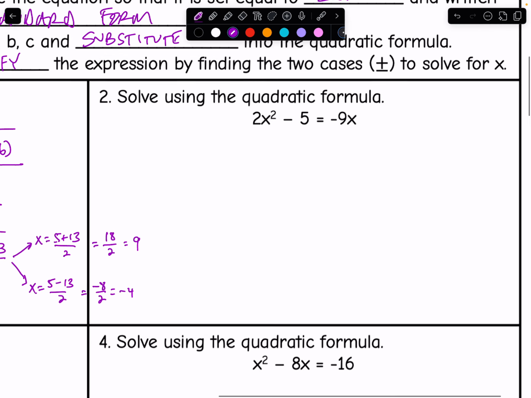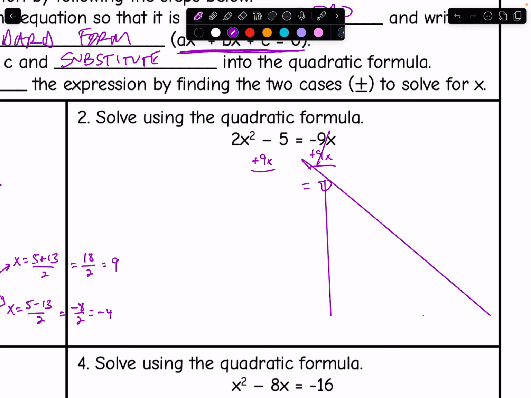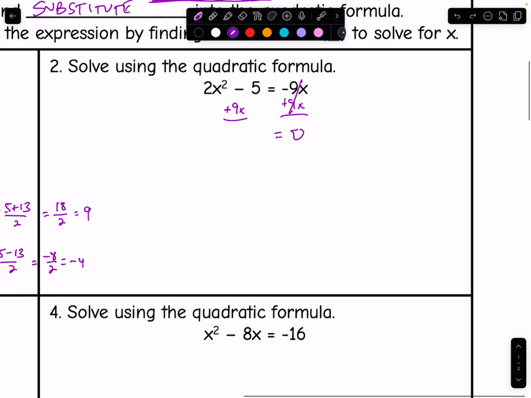All right, let's look at another one here. So we notice that this one is not in the proper form yet. It's not equal to 0, so I'm going to add 9x to both sides of the equation. If I add 9x to both sides of the equation, over here cancels out and I get 0. Okay, that was weird. I get 0.